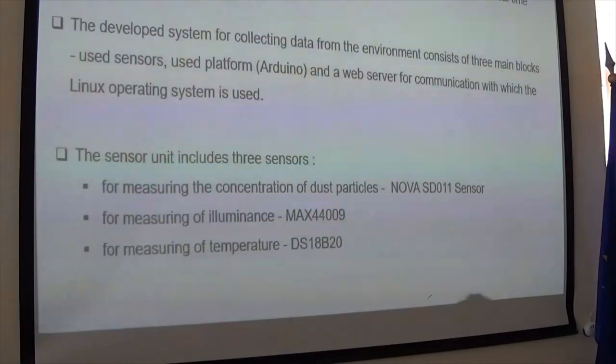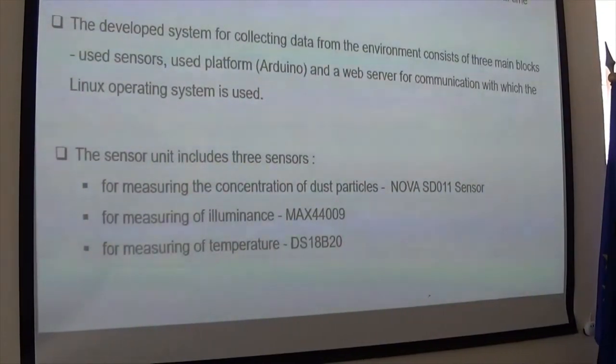The developed system includes three main blocks or units: the sensor unit, the platform, and a web server. The main part of this system is the sensor unit, which consists of three sensors. The first sensor is for measurement of the concentration of particulate matter. We used the NOAA SDS011 sensor, which is a laser sensor. It works on the laser scattering principle. The main advantage of this sensor is its built-in fan.